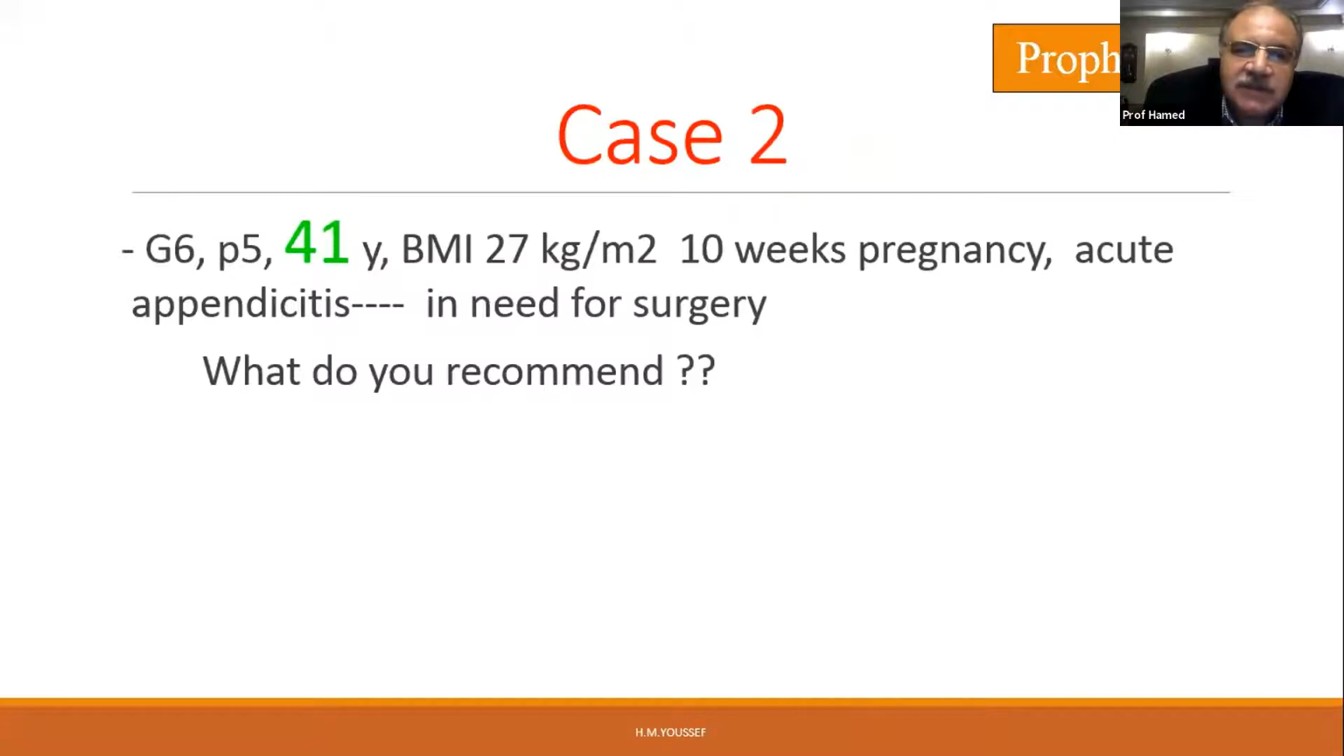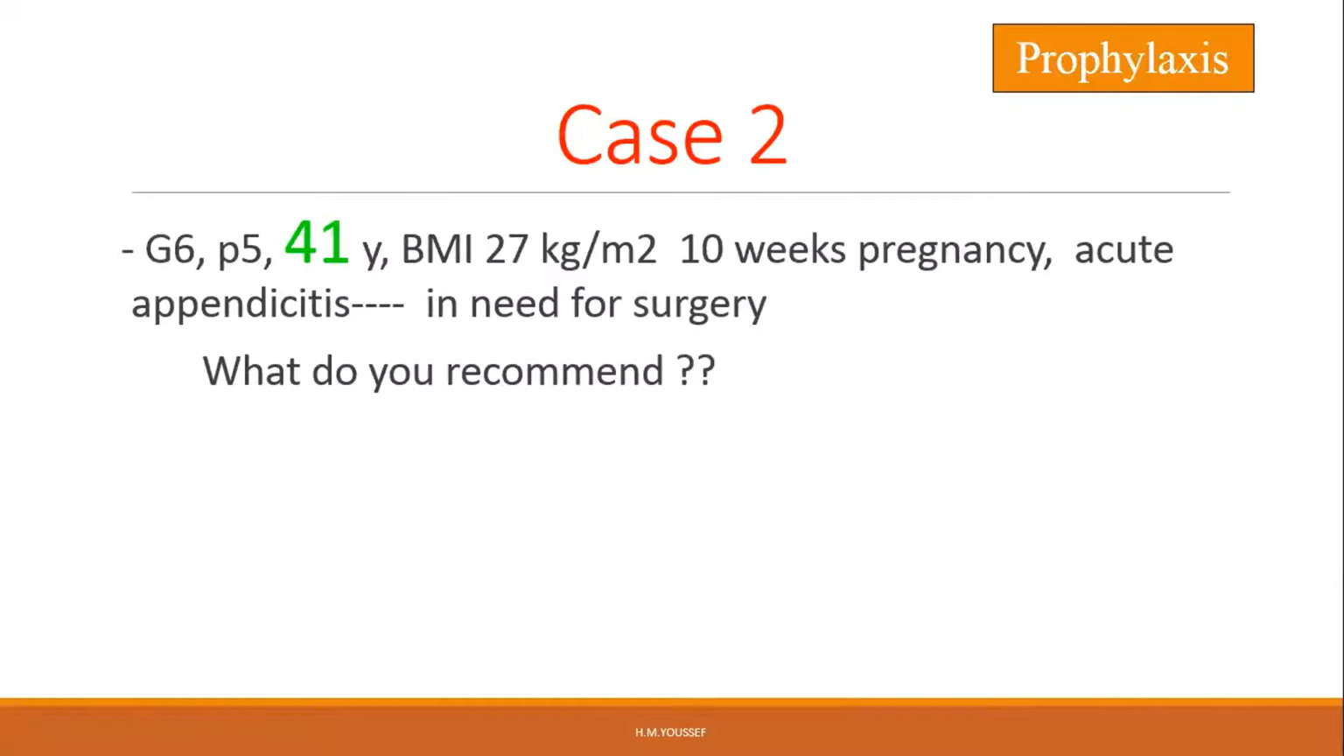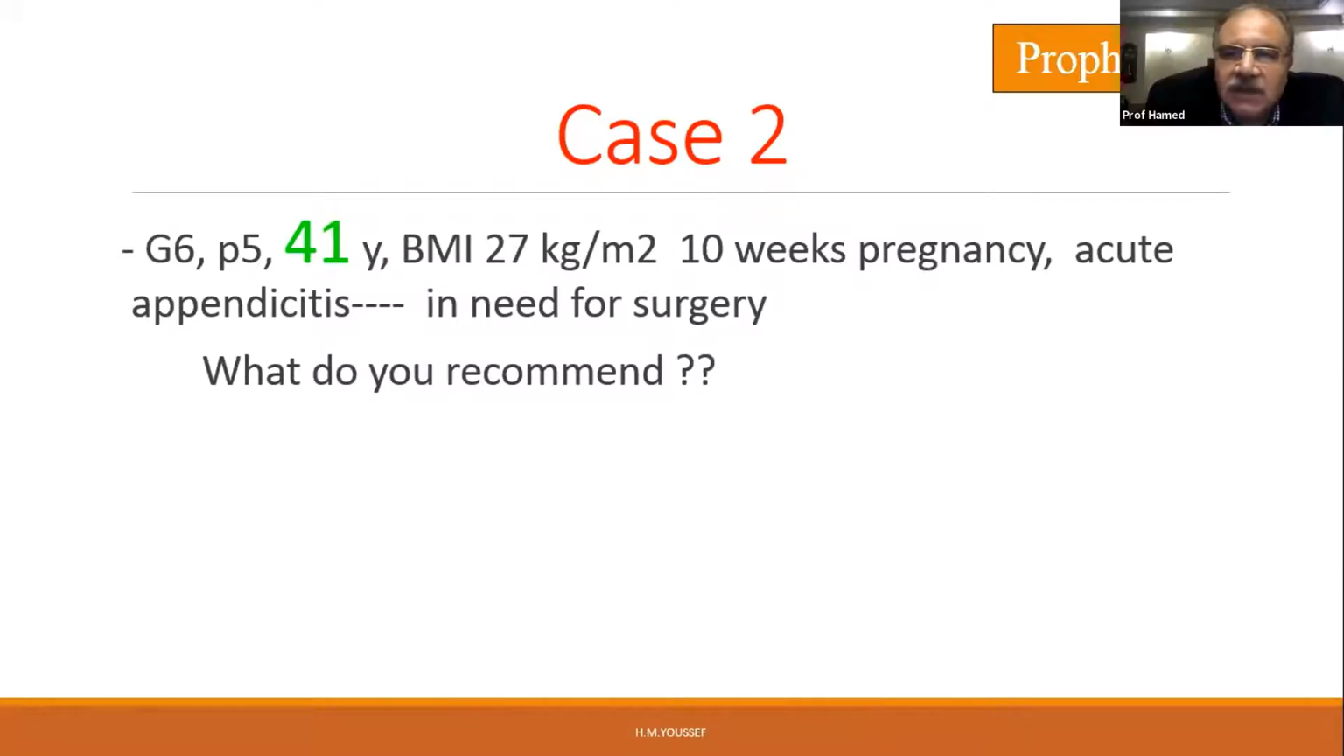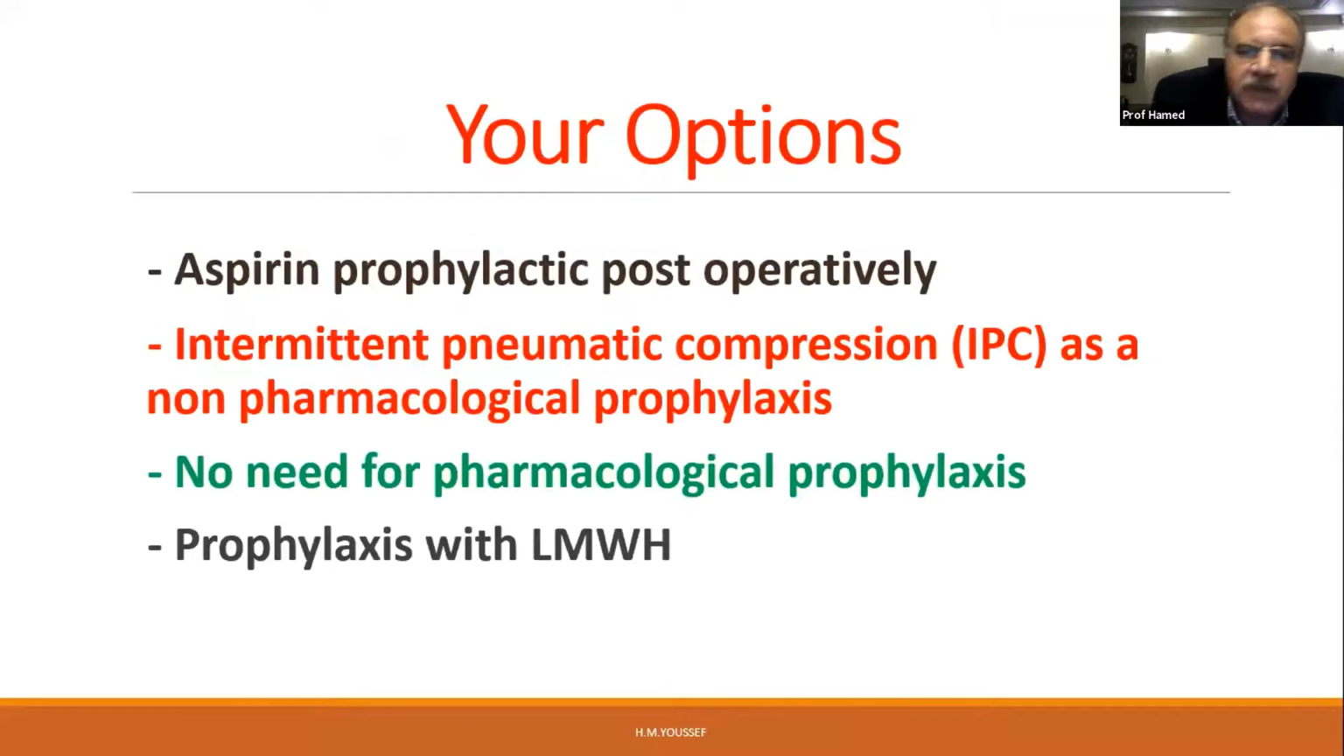Another participant: if you have a patient gravida 6 para 5, 41 years, body mass index 27, 10 weeks of pregnancy, and right now she has acute appendicitis and needs emergent surgery, what do you recommend? Aspirin prophylaxis post-operatively, or intermittent pneumatic compression stockings, or no need for pharmacological prophylaxis, or prophylaxis with low molecular weight heparin?